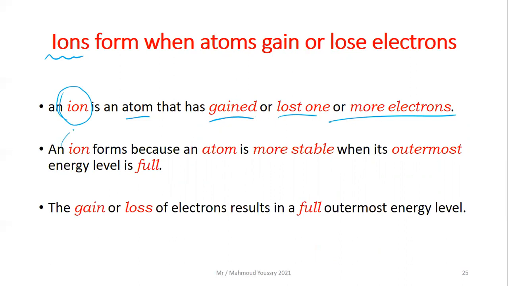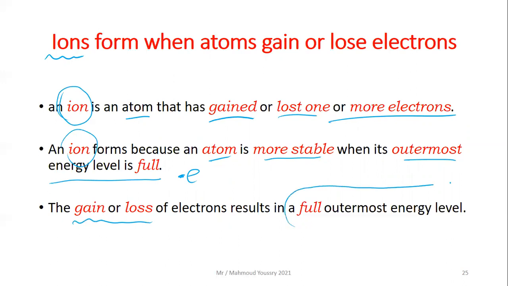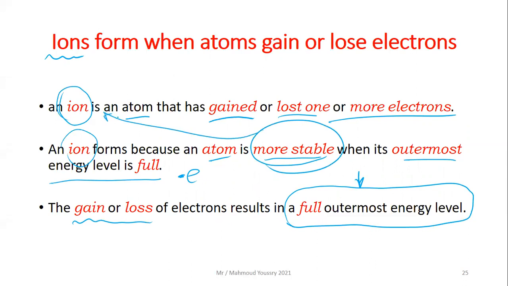An ion forms because an atom is more stable when its outermost energy level is full of electrons. So the gain or loss of electrons results in a full outermost energy level. Why does the atom need a full outermost energy level? To be more stable. This is why it loses or gains electrons and becomes an ion.